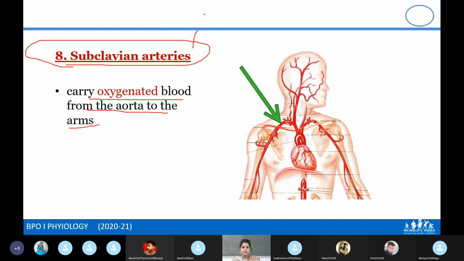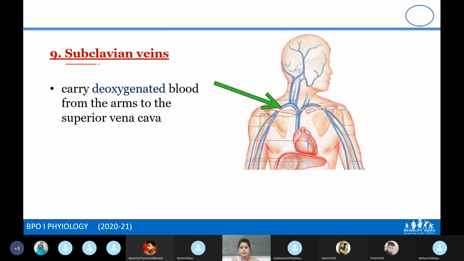Again, in the upper extremity there is the radial artery and the ulnar artery. This you will study in detail in anatomy. Subclavian vein. Now the blood is supplied till the tip of your finger. Now from here blood has to go back. So that is with the help of the subclavian vein.